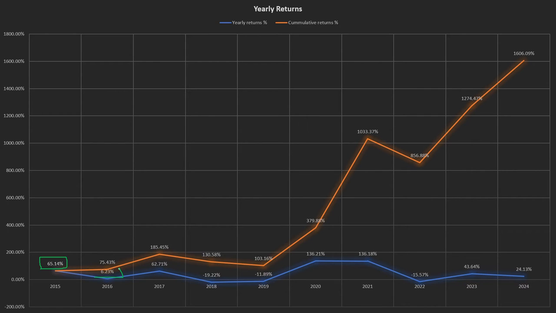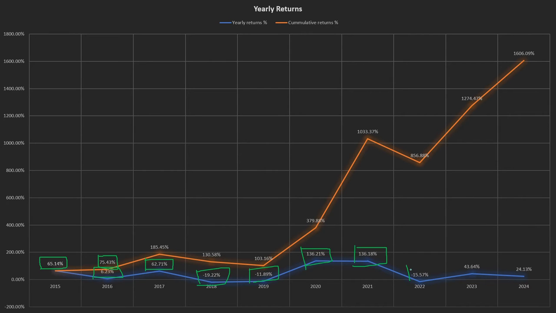In 2016, the performance or the returns of this sector was quite flat with 6.23%. The cumulative returns reached 75.43%. In 2017, again, this sector gave very good returns of 62.71%. But in 2018 and 2019, this sector gave negative returns of 19.22% and 11.89% respectively. The sector bounced back in 2020 and 2021 with returns of 136.21% in 2020 and 136.18% in 2021.